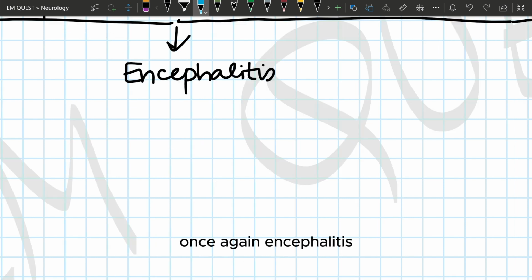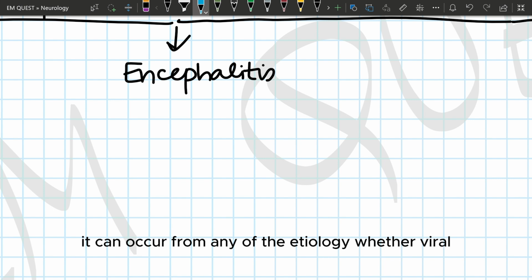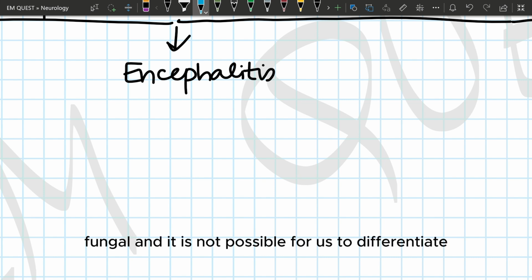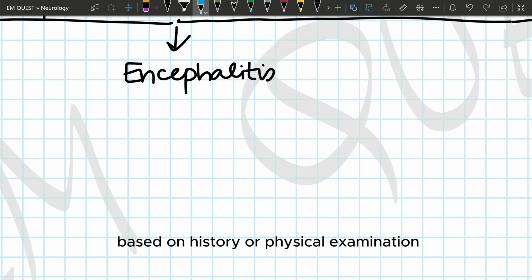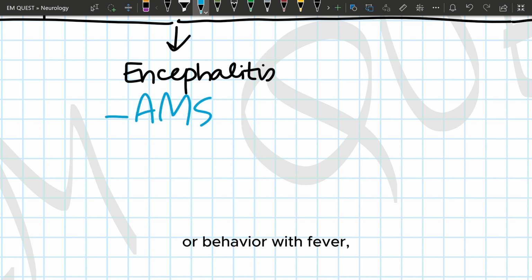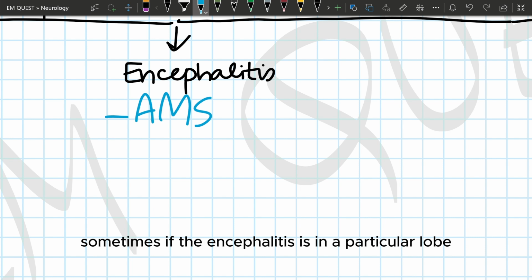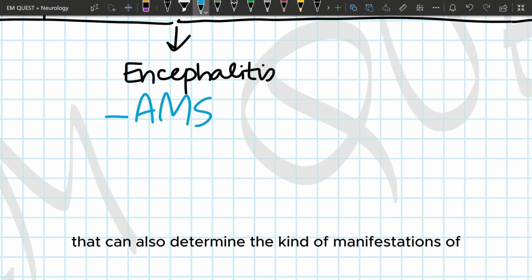Once again, encephalitis can occur from any of the etiologies, whether viral, bacterial, or fungal, and it is not possible for us to differentiate the etiologies based on history or physical examination. The diagnosis of encephalitis requires an altered mental status or behavior with fever, headache, seizures, disorientation. Sometimes, if the encephalitis is in a particular lobe, that can also determine the kind of manifestations.